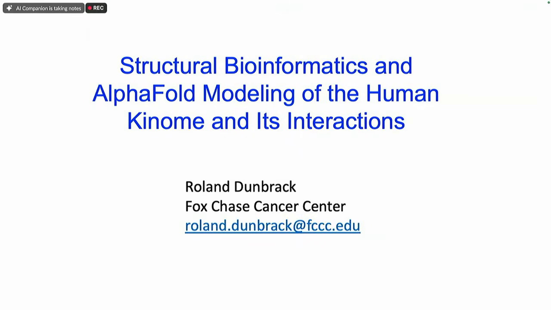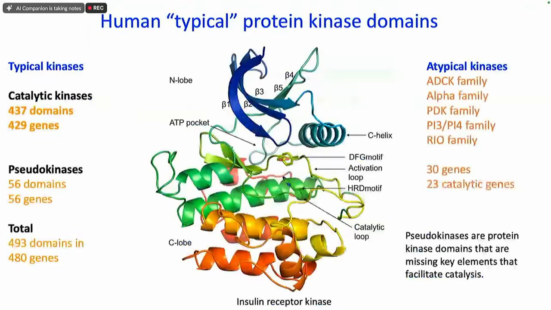So today I'm going to talk about structural bioinformatics and AlphaFold modeling of the human kinome and its interactions. So what we're talking about today are what are called typical protein kinase domains. There are other protein kinases that humans have that have more elaborated folds or different folds. We're not talking about those. So we're talking about the ones that look like PKA, look like EGFR, and other similar kinases.